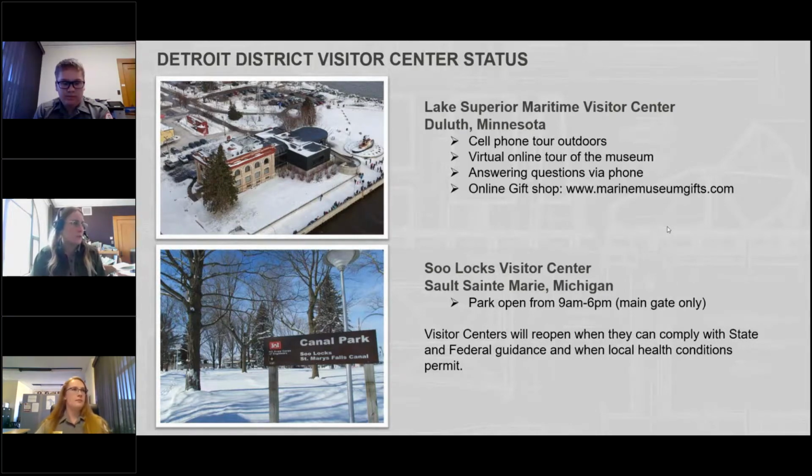And for the Soo Locks Visitor Center, the park is now open, has been open from 9 a.m. to 6 p.m. And we will open our facilities once they can comply with state and federal guidance when local health conditions improve. Both of the visitor centers are preparing for the opening of the vessel season that will be happening fairly soon as well. So this will be updated again the next time you hear from us.